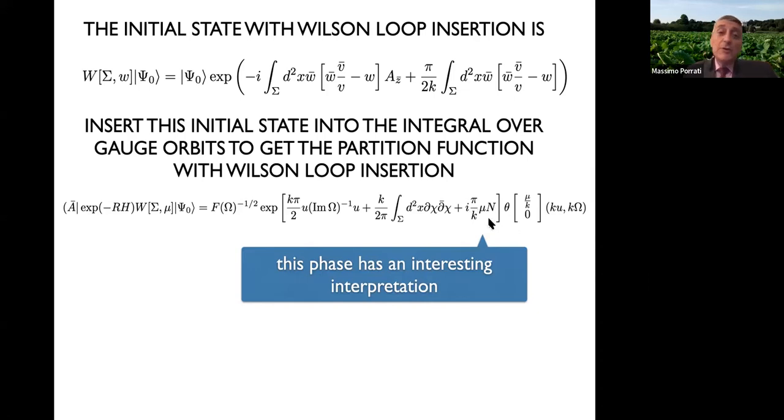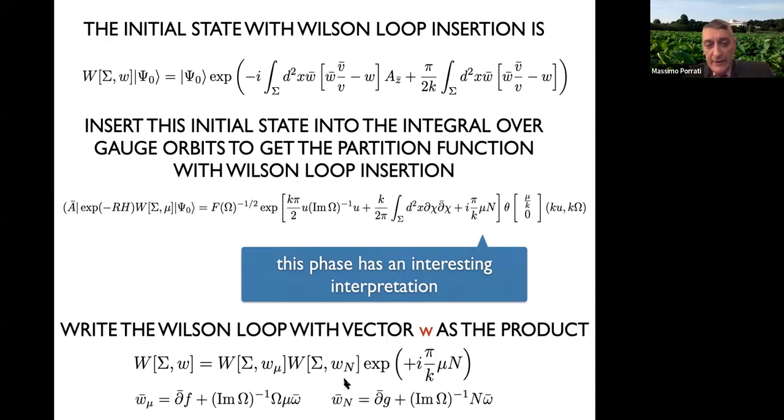You may say, this is a phase, let's discard it. I mean, a basis is a basis of wave functions, and they can always be multiplied by a phase. But actually it would be a pity, because this phase has an interesting interpretation, and it's the following. You can write the Wilson loop, just by using its explicit form, as a product of two component Wilson loops times this phase, this exponential.